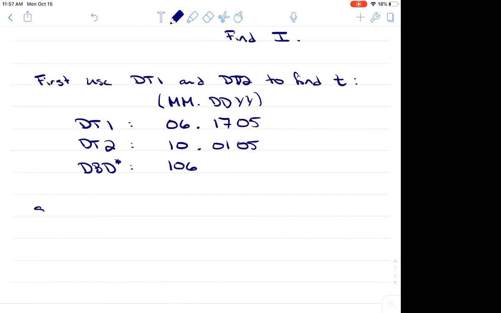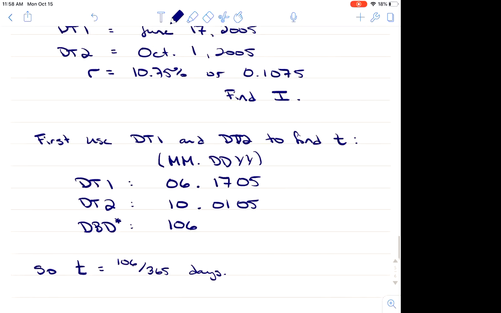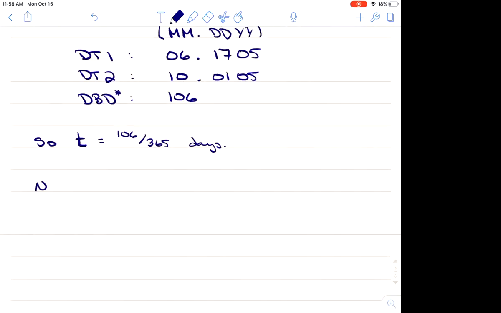So T is 106 out of 365 days, right? Because T has to be in years still. And so we have 106 days. In terms of years, that's 106 divided by 365 days. So leaving it as a fraction might be easiest. Now we can solve for I.